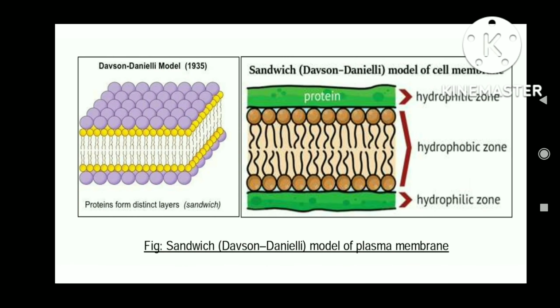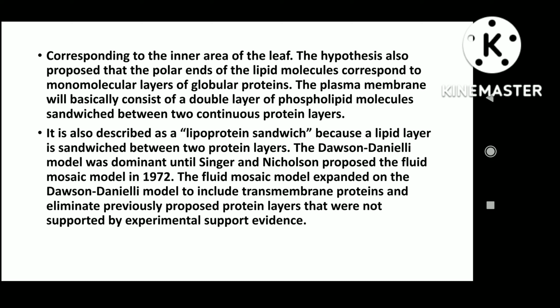The Davson-Danielli model predominated until Singer and Nicolson advanced the fluid mosaic model in 1972. The fluid mosaic model expanded on the Davson-Danielli model by including transmembrane proteins and eliminated the previously proposed flanking protein layers that were not well supported by experimental evidence.